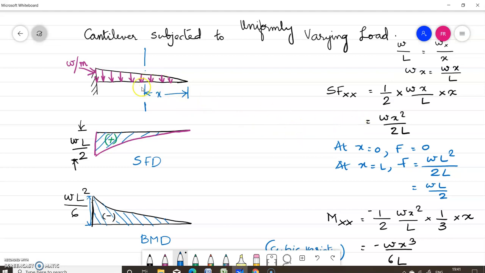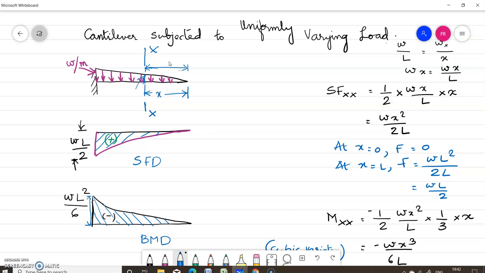Shear force is the unbalanced vertical load to the right of the section. You consider a section XX at a distance small x from the free end. Now in order to find out the unbalanced load due to this much portion, you have to consider what this ordinate is on the section. In order to find out this ordinate, we can take similar triangles.